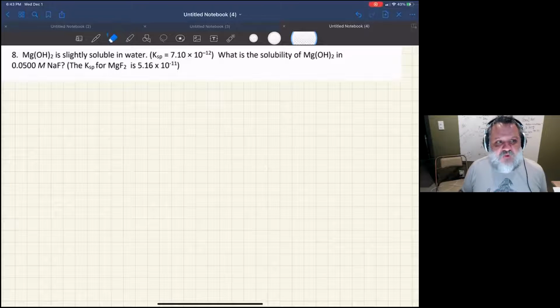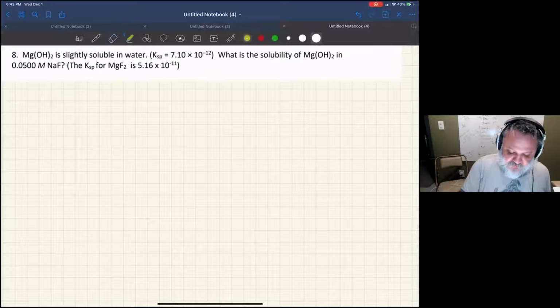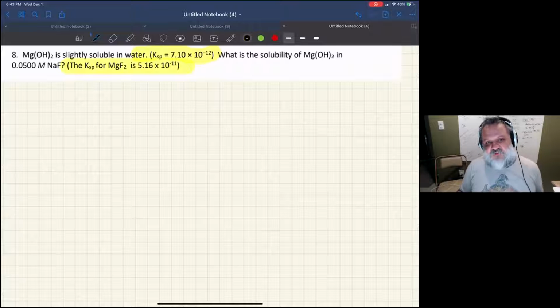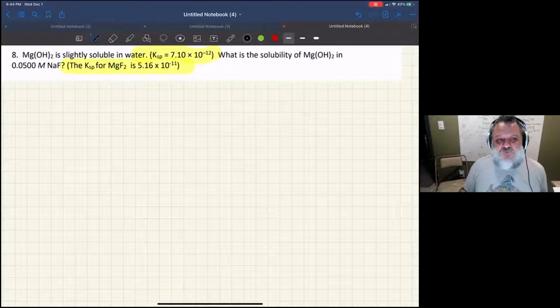We've got magnesium hydroxide, and we also have some magnesium fluoride, both considered possibilities in the solution. This is a situation called simultaneous equilibrium. You're going to have two slightly soluble compounds that simultaneously exist in the solution, and you have to take care of those equilibriums at the same time.